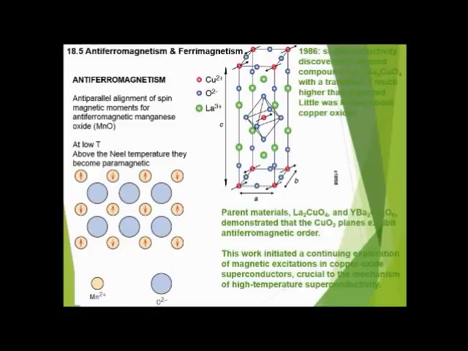Now another type, antiferromagnetism. In this case, there is an antiparallel alignment of spin magnetic moments. An example is magnesium oxide. There is an antiparallel alignment of the spins of the magnetic poles. You can see these are antiparallel directions. They have arranged themselves in such a way. But at a certain temperature, known as the Néel temperature, they all become paramagnetic. That means they will align in the same direction as H.